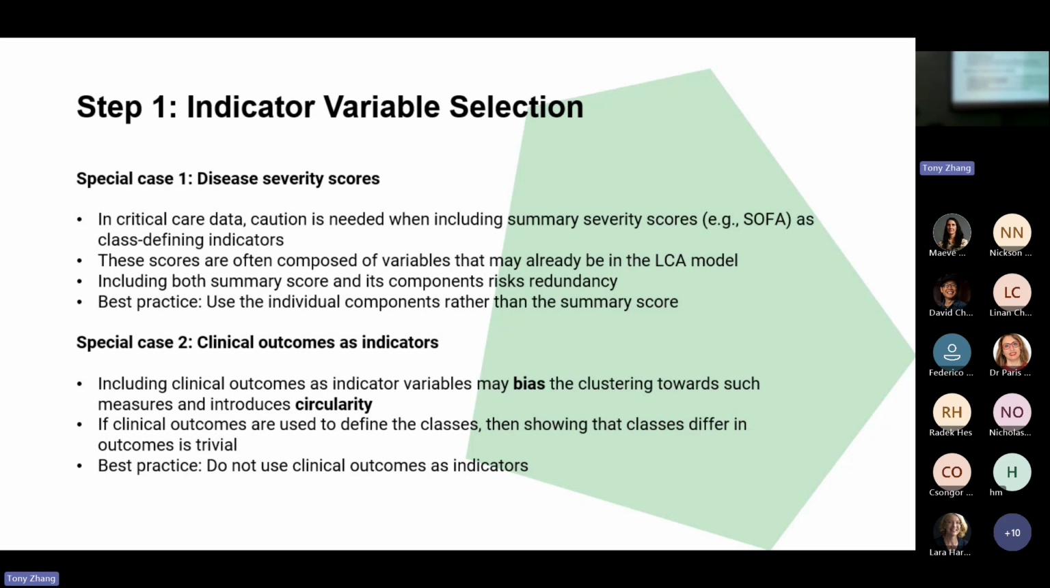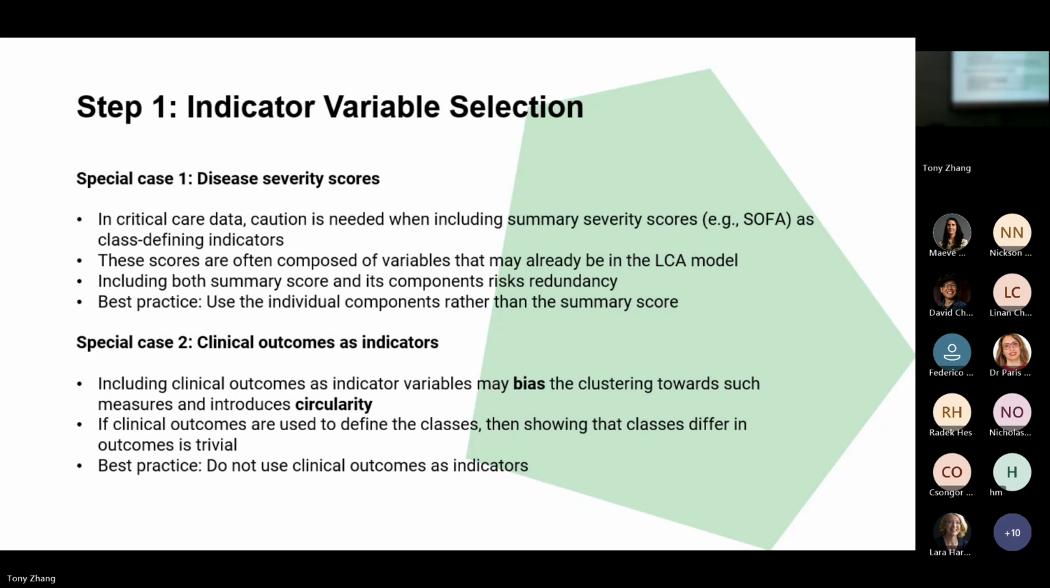Another special case is that sometimes researchers want to put the clinical outcomes in as indicators, and this is not right. Including the outcomes as class-defining indicator variables will bias the classes, and it also introduces something called circularity. The logical approach is that you fit your LCA model using carefully selected variables, and then once the classes are identified, you can study associations, for example, between the identified classes and the health outcomes. But you cannot use the outcome as an indicator variable.